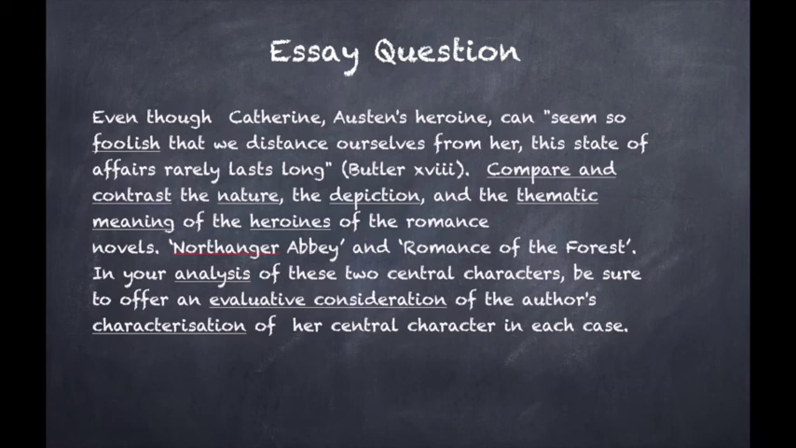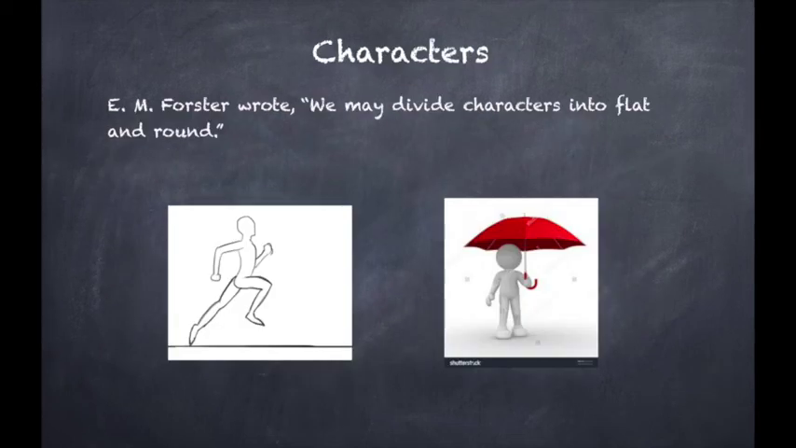And you'll see that I'm underlining the key words in the essay question, which is good essay practice. Even though Catherine, Austen's heroine, can seem so foolish that we distance ourselves from her, this state of affairs rarely lasts long. Compare and contrast the nature, the depiction, and the thematic meaning of the heroines of the romance novels Northanger Abbey and Romance of the Forest. In your analysis of these two central characters, be sure to offer an evaluative consideration of the author's characterisation of her central characters. The novelist E.M. Forster wrote, "You may divide characters into flat and round."